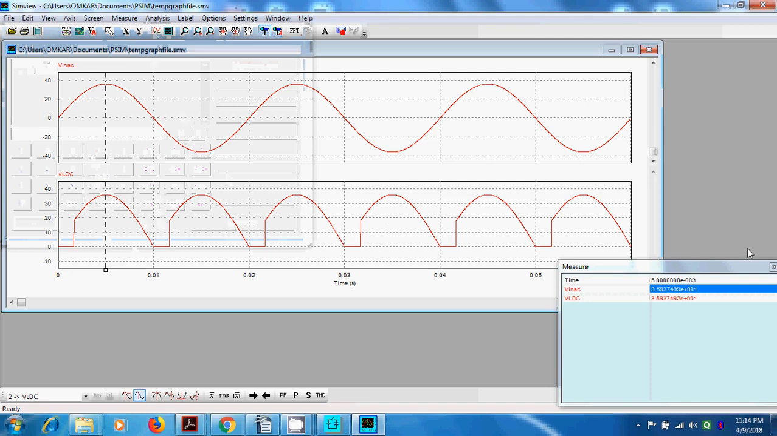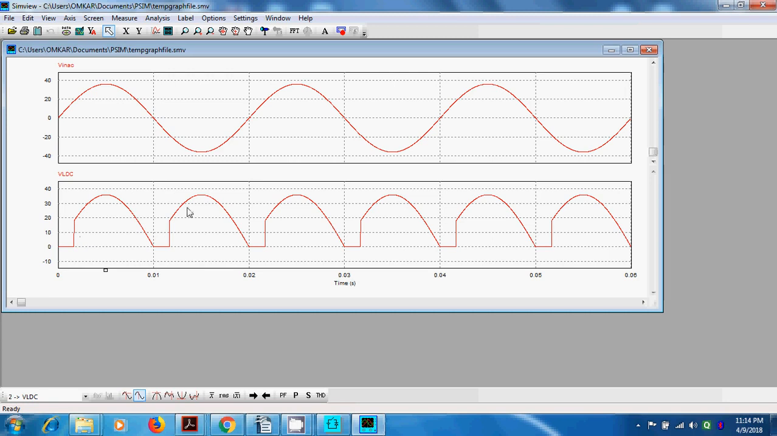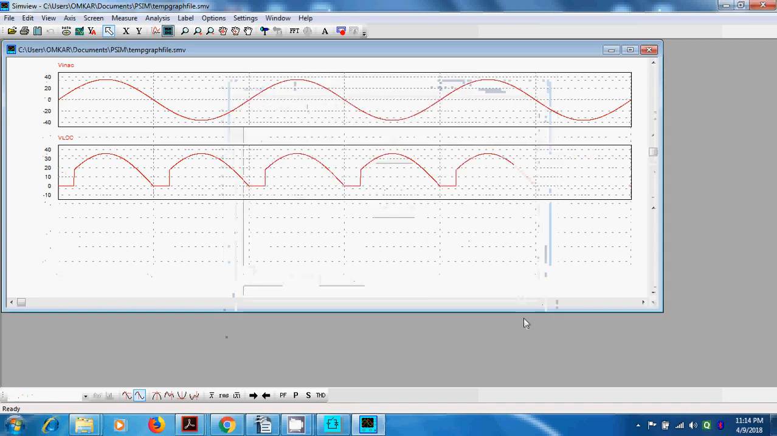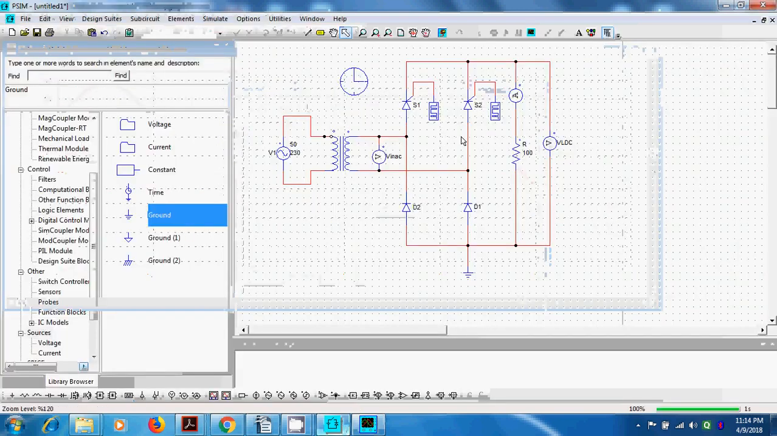But our basic concern is the shape of the waveform, and that is very clear. Then I want to see the current also similarly. For current, I have not mentioned any name.